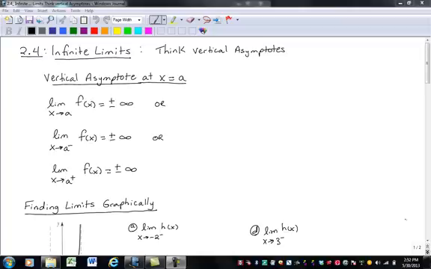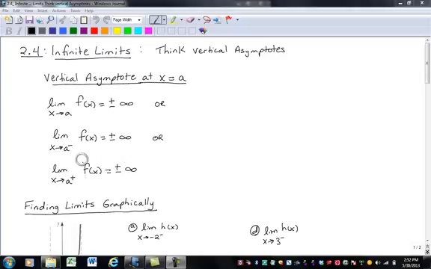So 2.4 covers infinite limits, and an infinite limit is a limit that equals infinity, or negative infinity. Usually we encounter infinite limits when we find vertical asymptotes on the graph. So, a vertical asymptote at x equals a happens when sometimes the left-hand limit will be plus or minus infinity, and the right-hand limit can be plus or minus infinity.